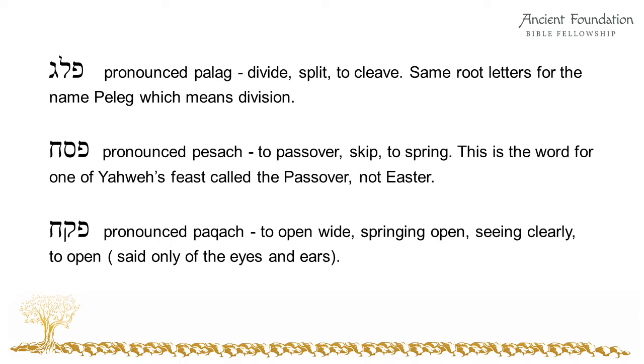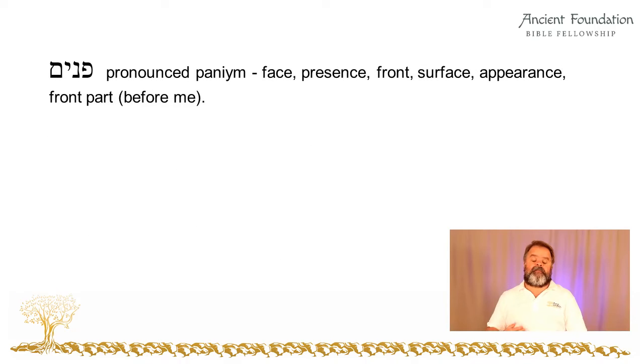The next Hebrew word that starts with the letter Pei is pronounced Panim, and it means face, presence, front, surface, appearance. Front part, as in before me. If you're before me, standing in front of me, you're in my presence.